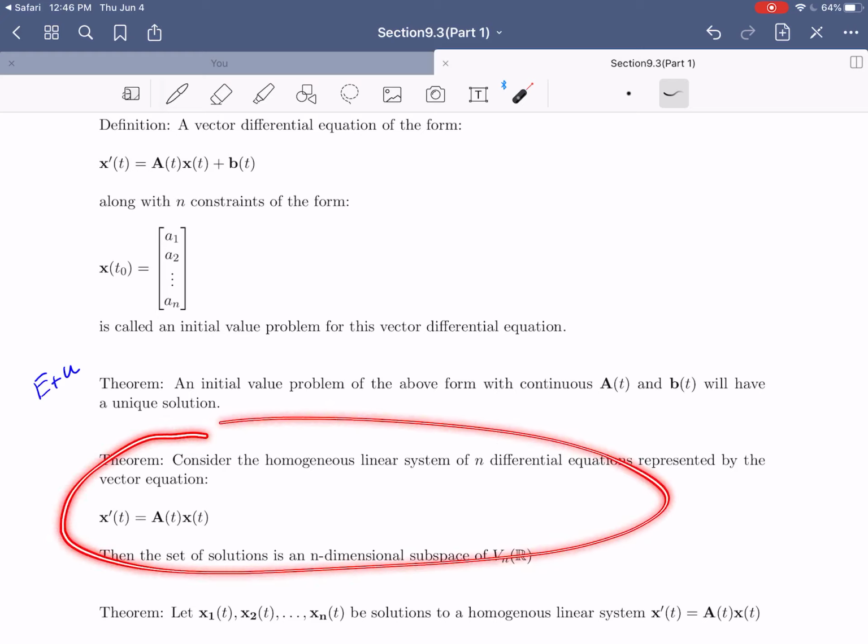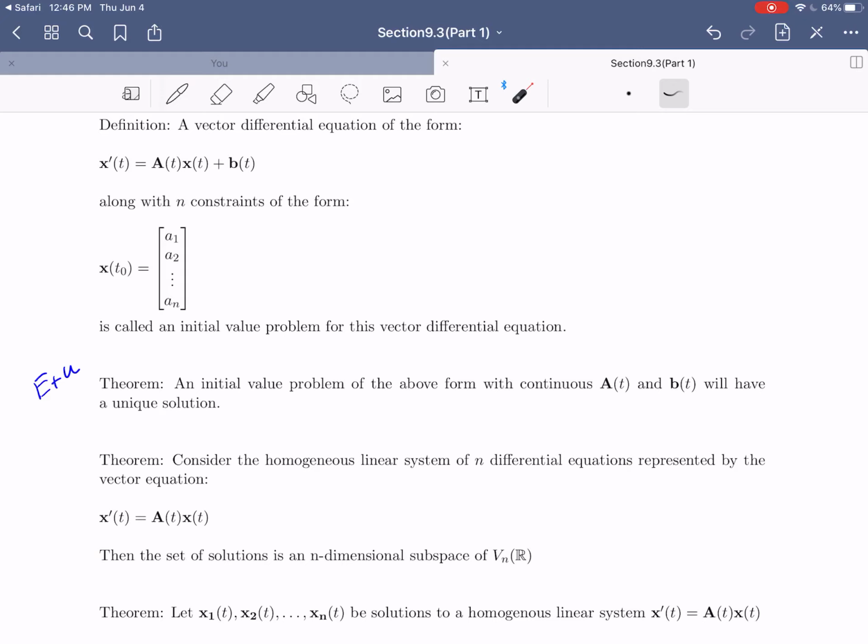So this theorem is proved in your textbook. You can take a look at the proof if you want, or if you prefer, you can also just look back at how we proved the corresponding idea when we said that the solutions to a homogeneous nth order linear differential equation form an n-dimensional subspace of C infinity of R. We actually went through the full proof of that. This proof is very similar.